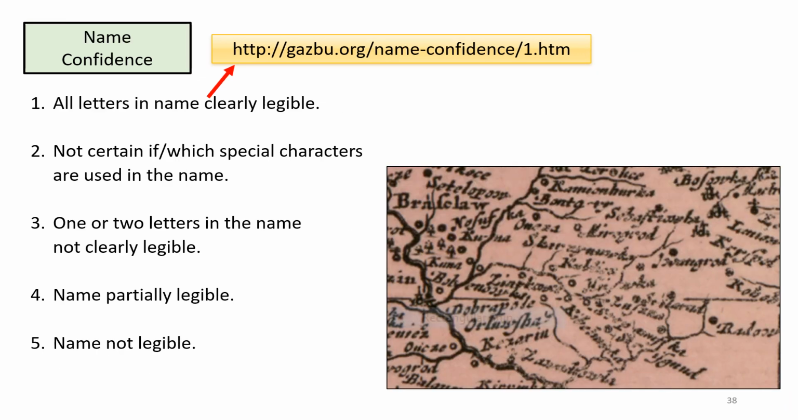A similar scheme is used to assign name confidence levels to places. This section of the TGU map shows a number of places with difficult to decipher names, so have been assigned low name confidence.